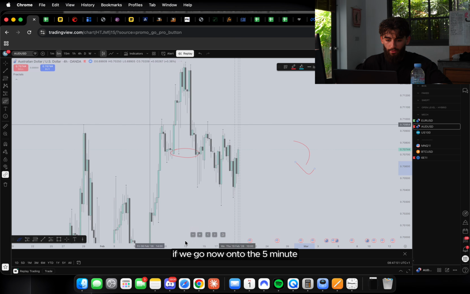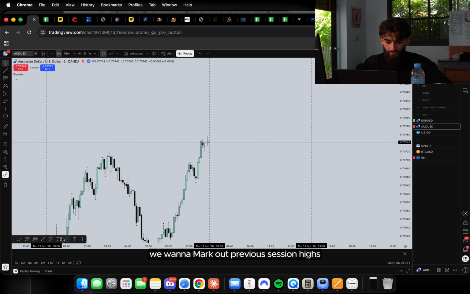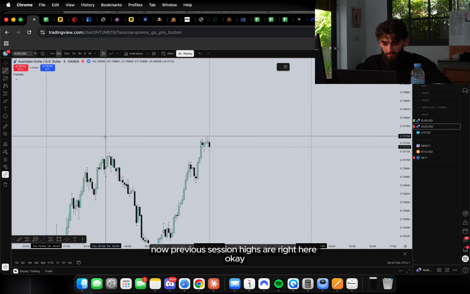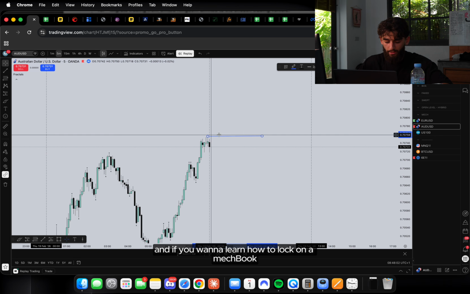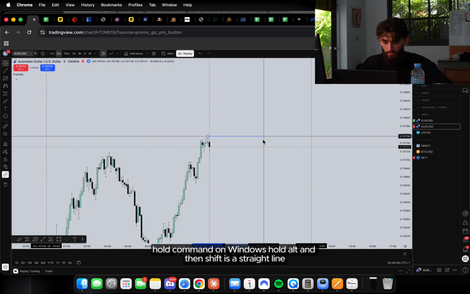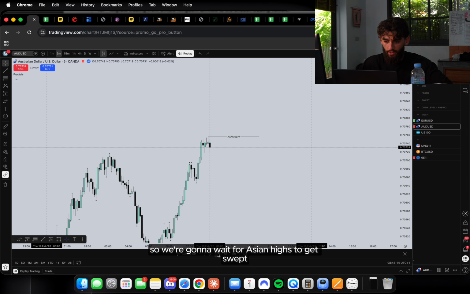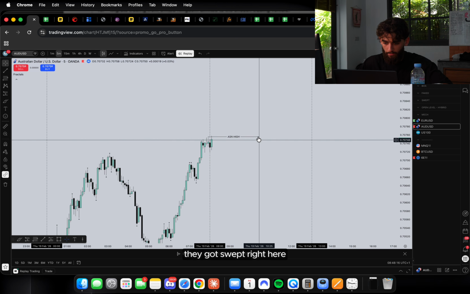And if we go now onto the 5-minute, which is where we're going to be executing, we want to mark out previous session highs. Now, previous session highs are right here, okay? And if we actually lock exactly onto that, and if you want to learn how to lock on a MacBook, hold Command, on Windows, hold Alt, and then Shift is a straight line. So we've got right here Asian highs. So we're going to wait for Asian highs to get swept. They got swept right here.